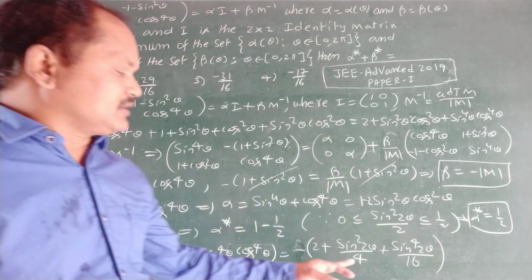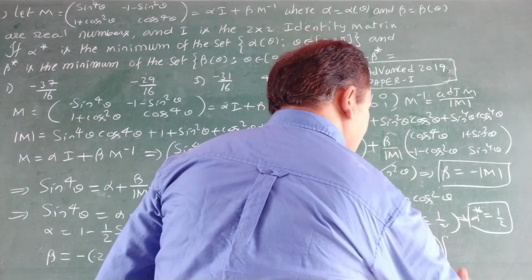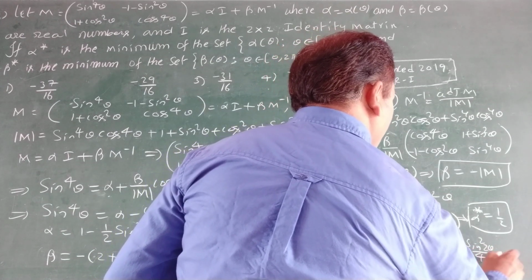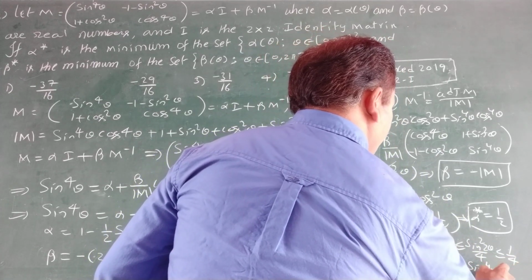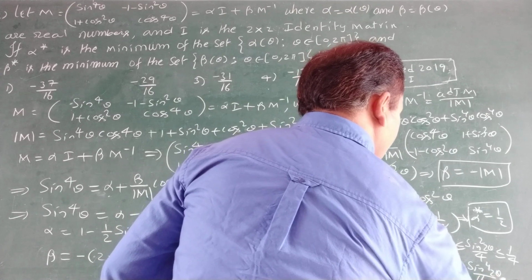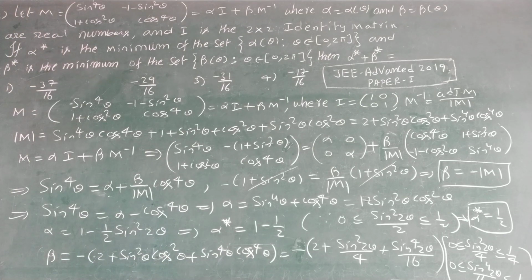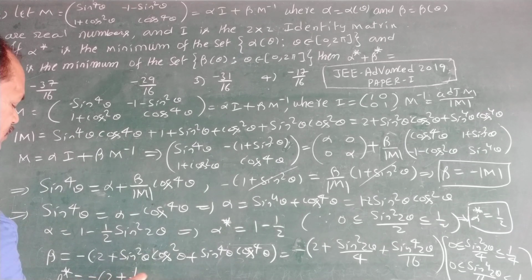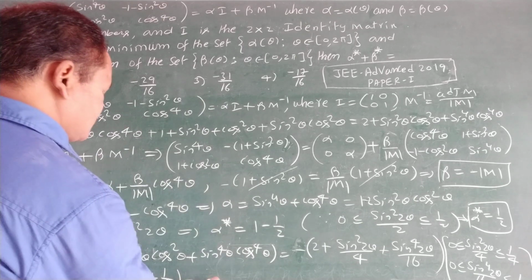Same here, these maximum values, this is 1 by 4 and this is 1 by 16. Since here we know that 0 is less than or equal to sin² 2θ by 4, less than or equal to 1 by 4, and 0 is less than or equal to sin^4 2θ by 16, less than or equal to 1 by 16. We have to write those values. So that's all. That's why β star is equal to minus of 2 plus 1 by 4 plus 1 by 16. Now we have to take LCM.